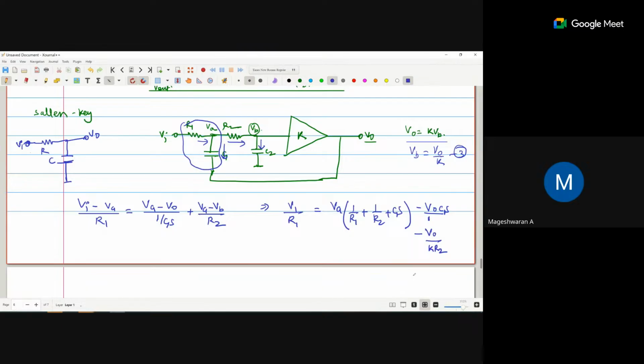VI divided by 1 plus RCS. So V out is equal to VI upon 1 plus RCS. So V naught upon VI is 1 upon 1 plus RCS.